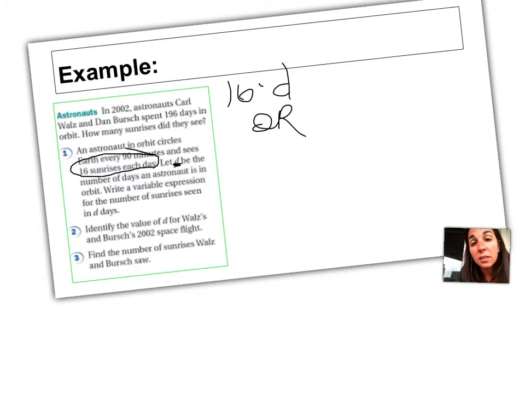It's kind of hard to write and stay on the camera at the same time, so I'm going to disappear for a second. We can say 16D. That's our variable expression for the number of sunrises seen in D days.